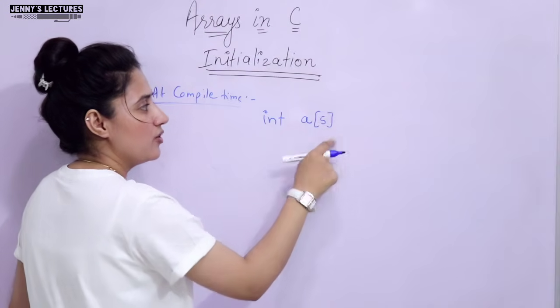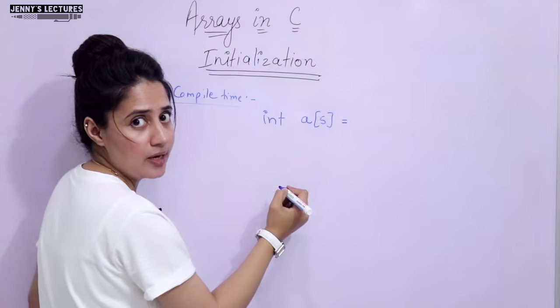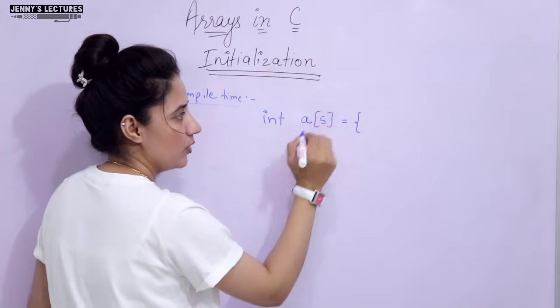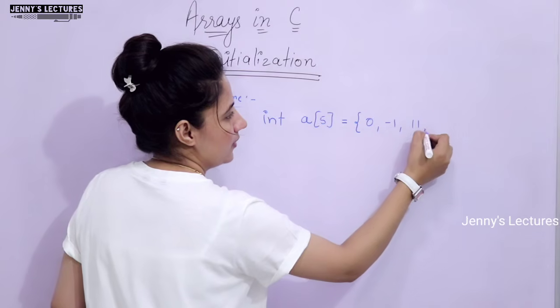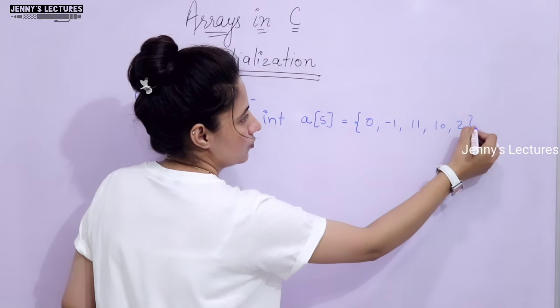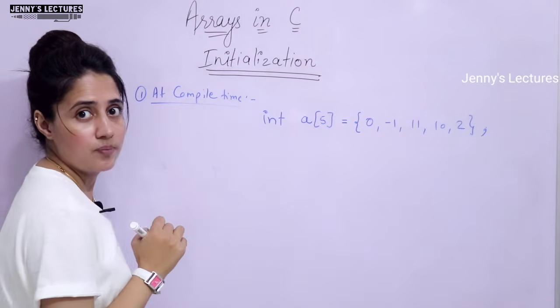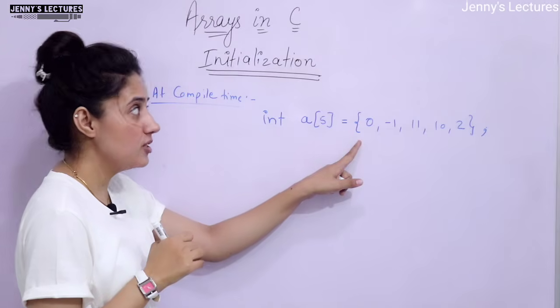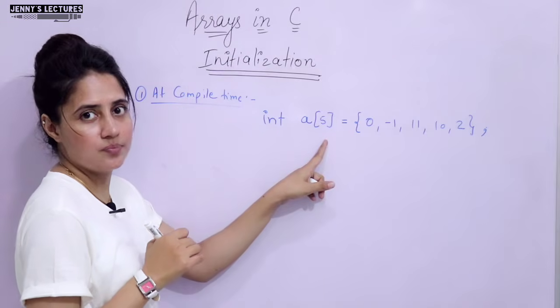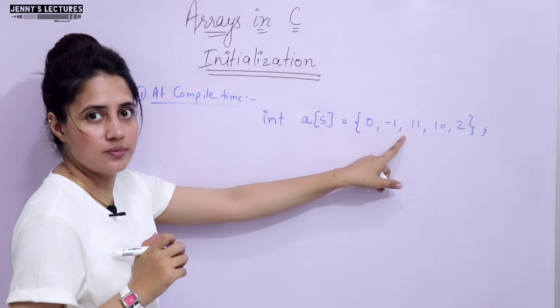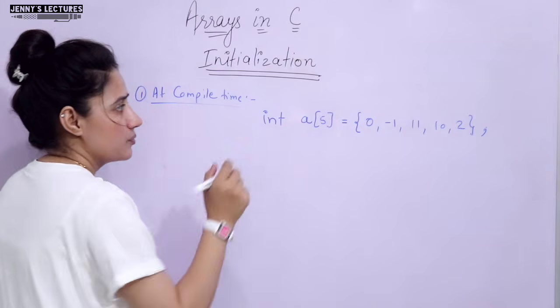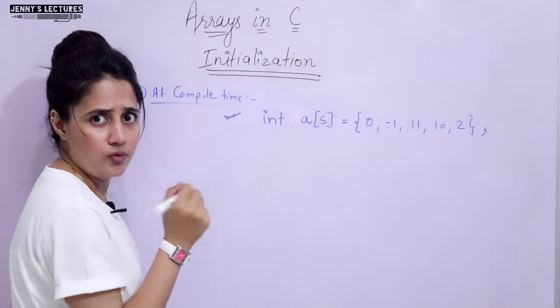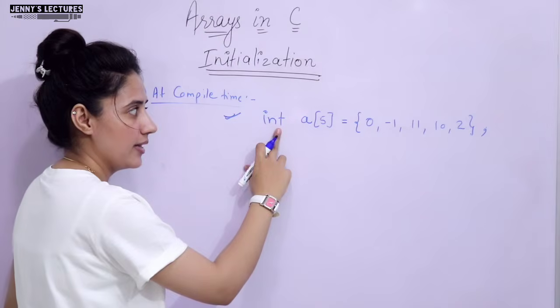Now, at the time of declaration only we initialize the array, we give the data items equal to, suppose I am initializing it as 0, -1, 11, 10, 2 and a semicolon. This is initialization of an array at compile time. 5 values I have given, fine. We will see different types also. Now, the first method is this one, we will see all the methods, this is correct.